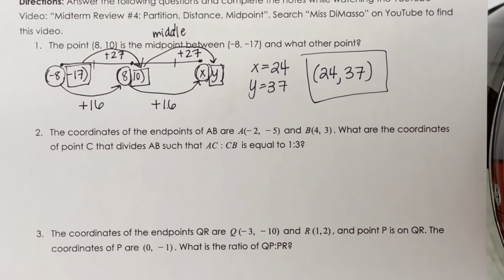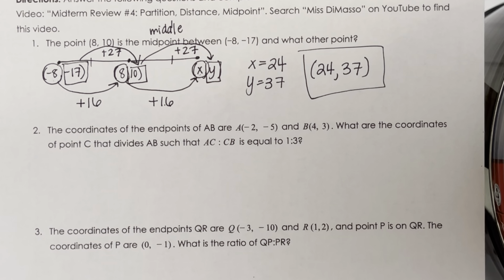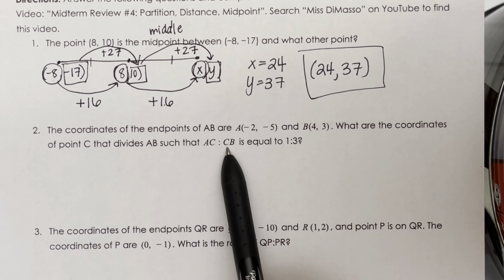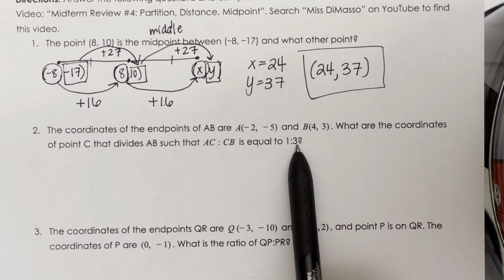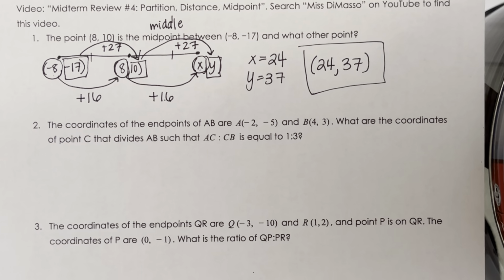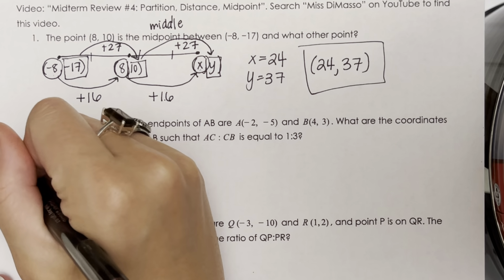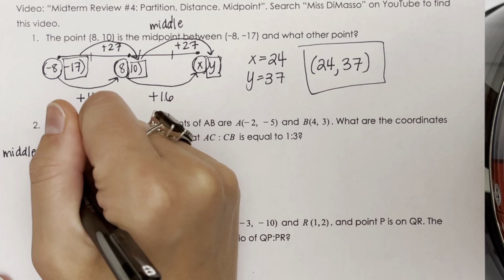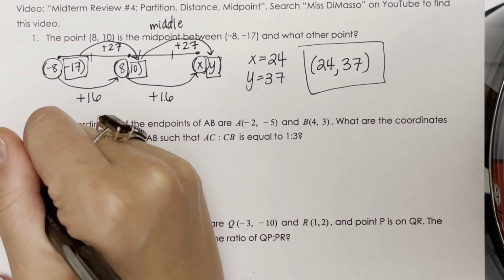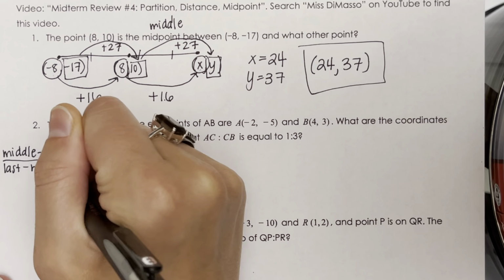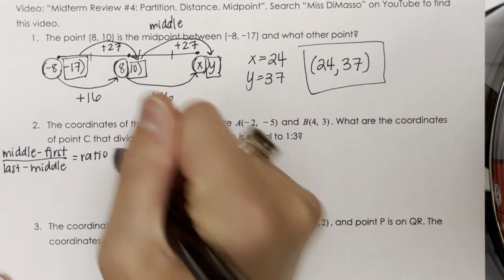Number 2. The coordinates of the endpoints of AB are A is (-2, -5) and B is (4, 3). What are the coordinates of point C that divides AB such that AC to CB is a 1 to 3 ratio? Anytime you see a ratio problem like that where they give you the coordinates, that means you are partitioning. If you remember our partition formula, we always draw ourselves a picture. For both our x and our y values, we take the middle minus the first over the last minus the middle, and we set that equal to our ratio.